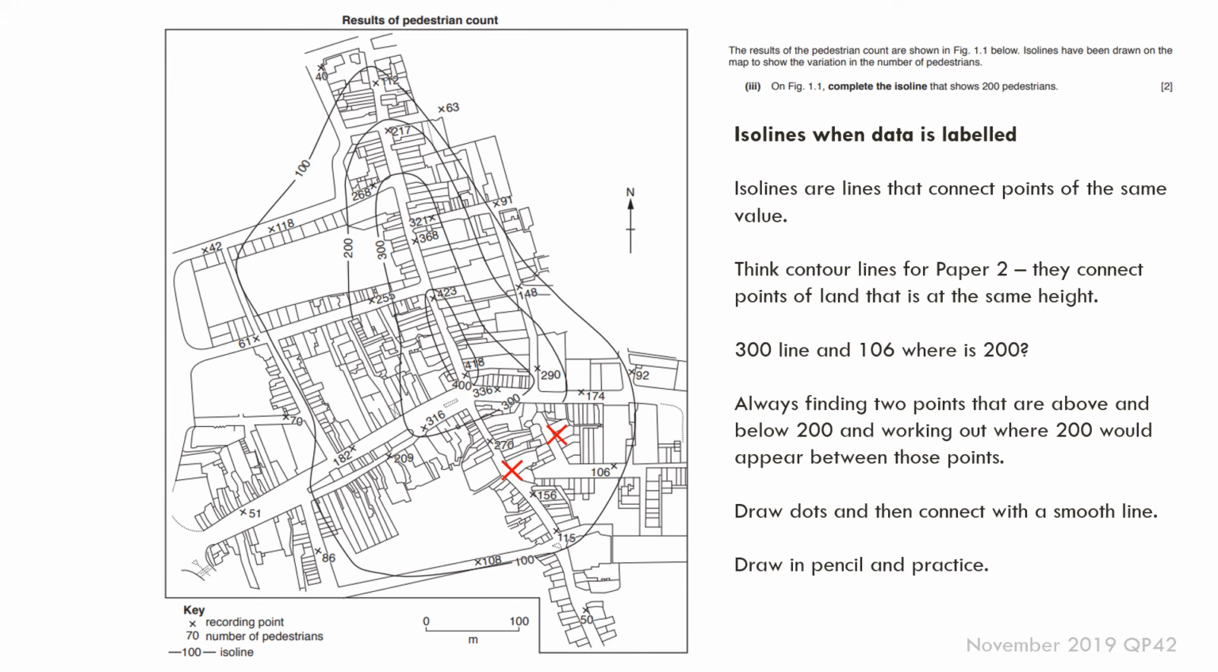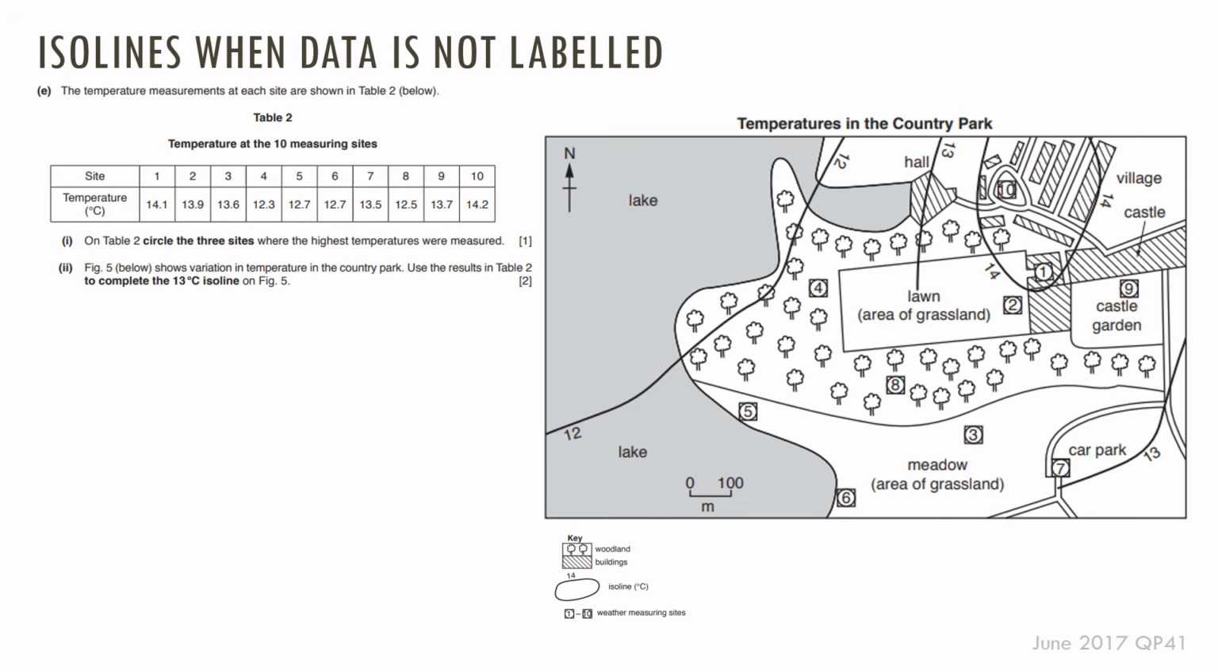So once I've done that, I'm going to draw on my red X's, always plotting on points that are above and below 200. I'm going to draw on as many points as I have using either the thick isolines that have been drawn or the points of particular location. I'm going to put those on as dots, and then I'm going to connect those with a smooth line. So again, it's a question that you will have to practice, finding points that are above and below the line you have to draw, and then working out roughly where you would find 200 between that.